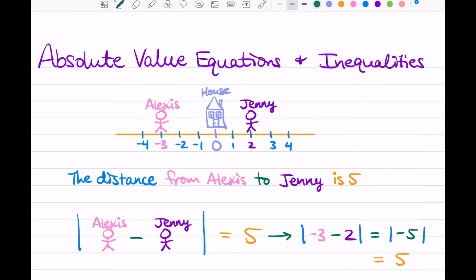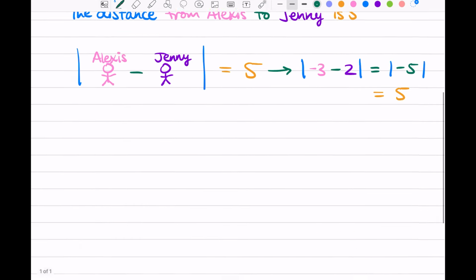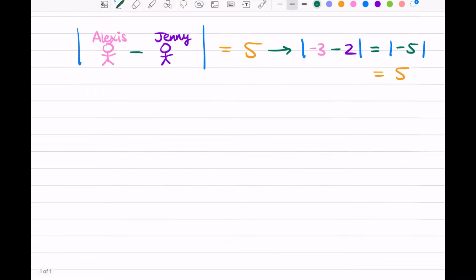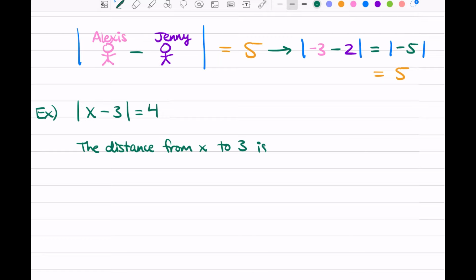Now we're going to put our detective caps back on and look for x. However, our clues for x are going to look a little bit different. For example, we might have something that looks like this. Now, what does this say? Well, just like with Alexis and Jenny, we can have a similar kind of interpretation. We can say that the distance from x to 3 is 4. And just like with Alexis and Jenny, we can color code this sentence.